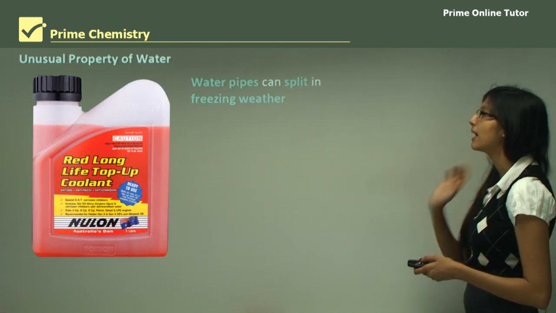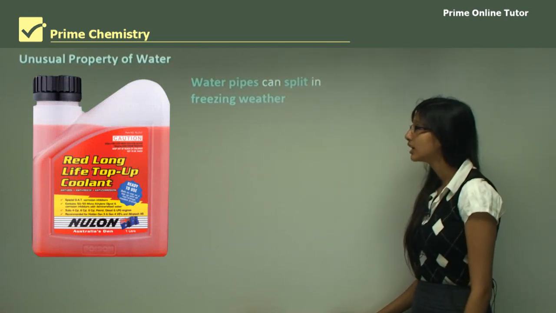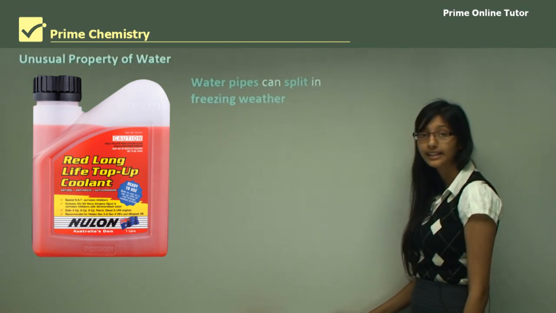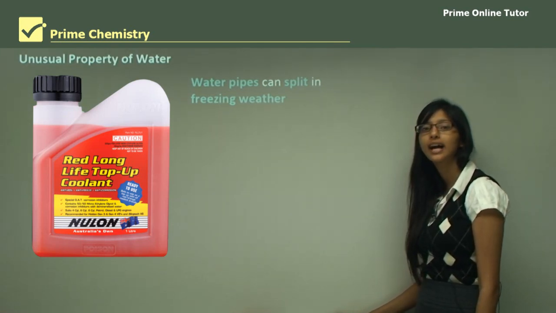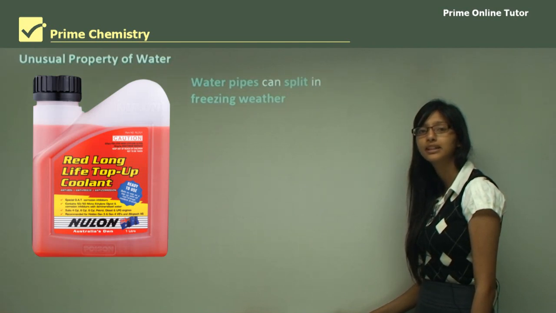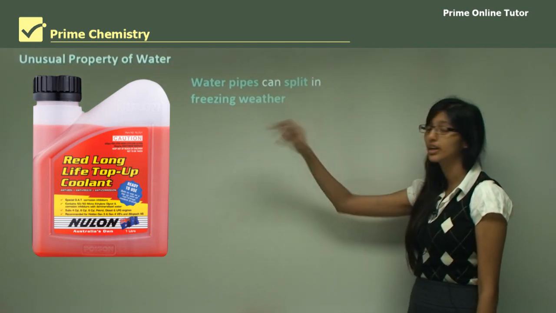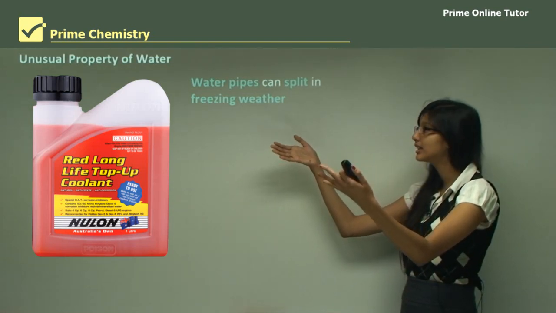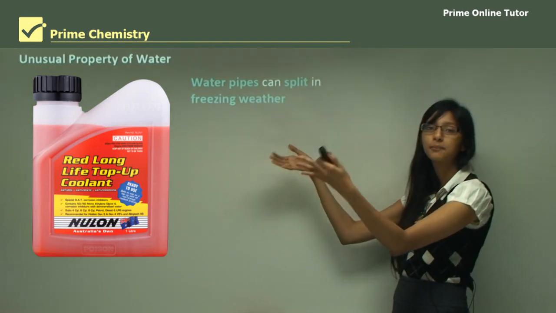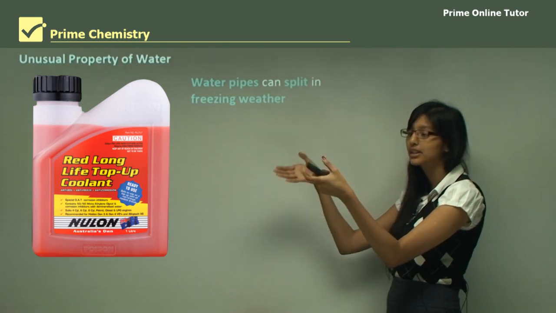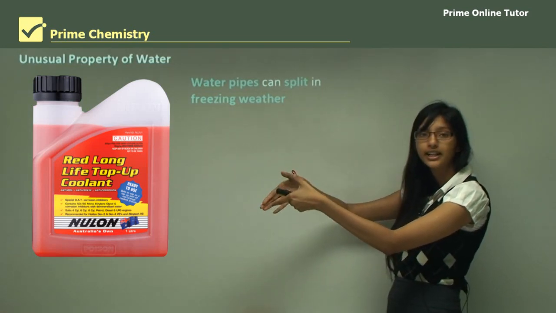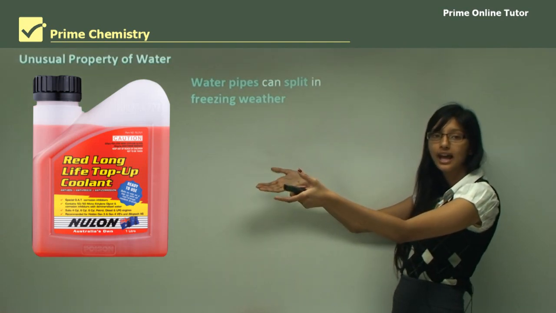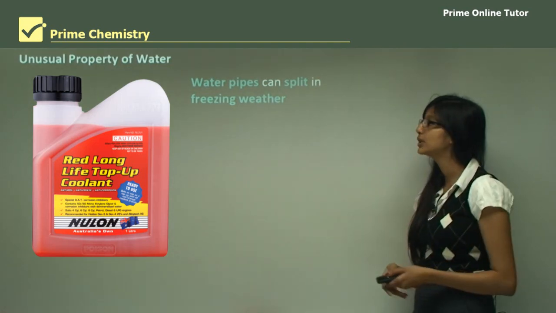Now let's look at some other unusual properties of water. Water pipes can split in freezing weather, and why is that the case? Because we know that solid ice takes up much more volume than liquid water. So when the water in the pipe freezes, it will expand. If it expands, it will split the pipes because the pipes can only contain a certain amount of volume. If the volume of the ice increases more than that, the pipes will split, and we don't want that.